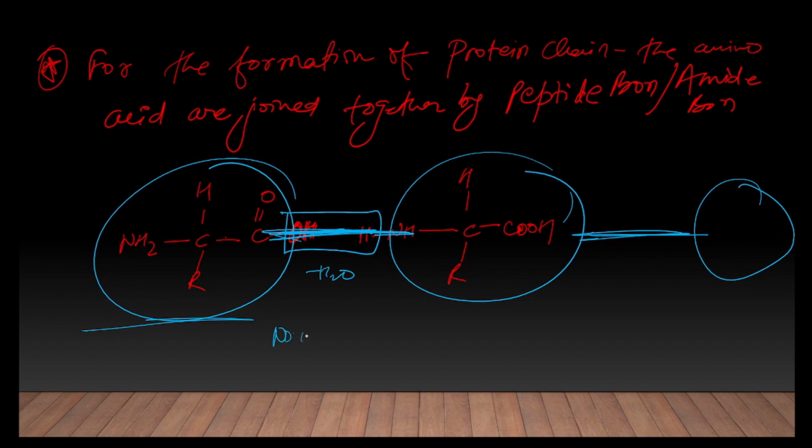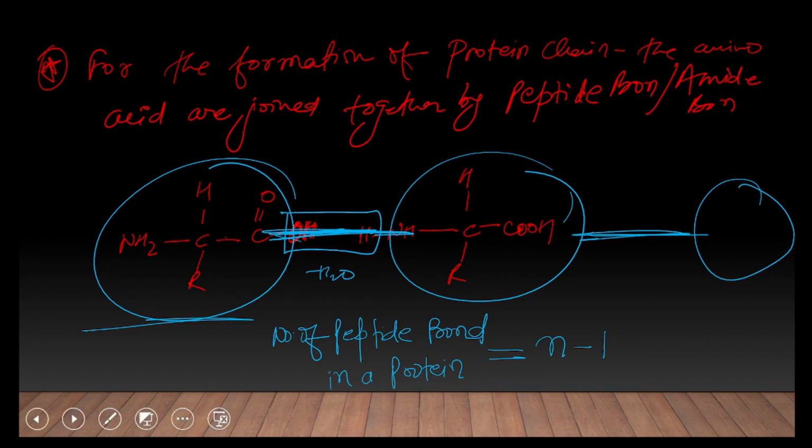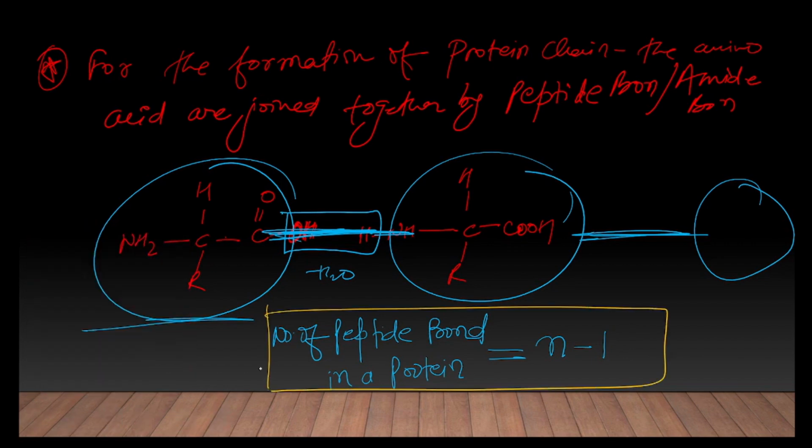The number of peptide bonds in a protein is equal to n minus 1. This is the formula you have to fit in your mind: the number of peptide bonds is equal to n minus 1, where n is equal to what? The number of amino acids.